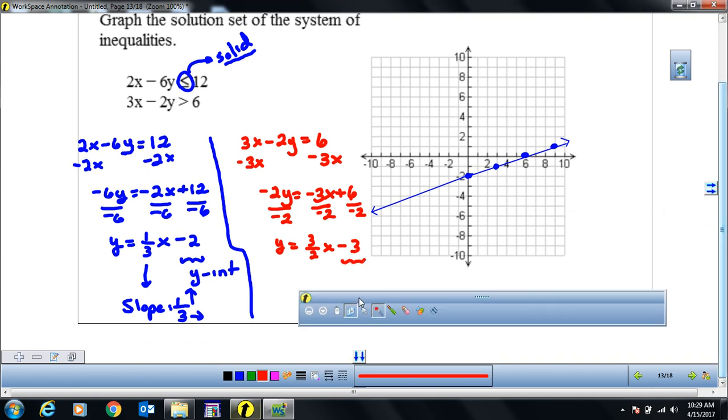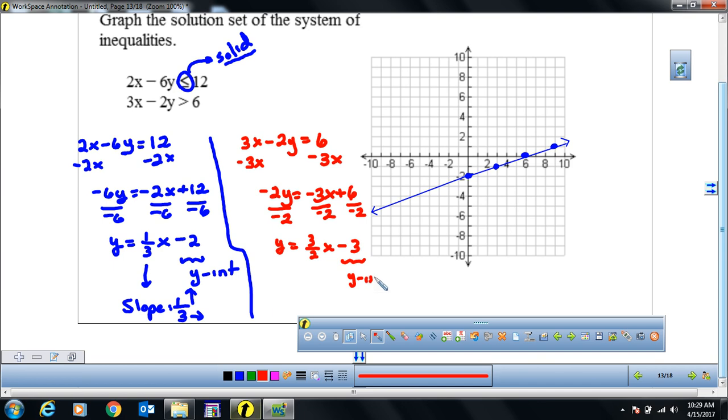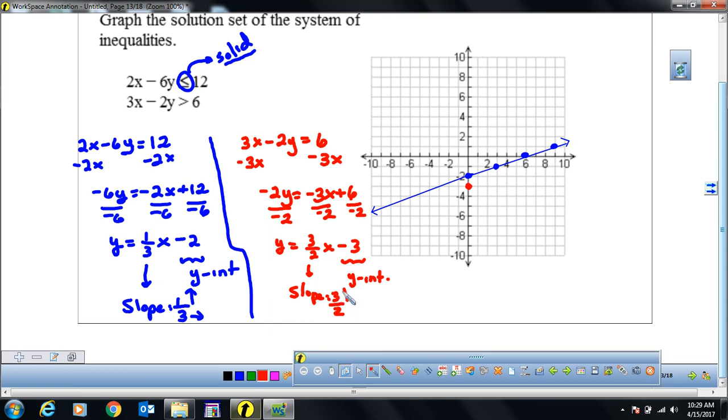So right here, we get that the y-intercept of this line is negative 3, so that means it starts right here on the bottom. And then the slope right here is 3/2. What does it mean by a slope of 3/2? It means that it goes up 3 and to the right 2.